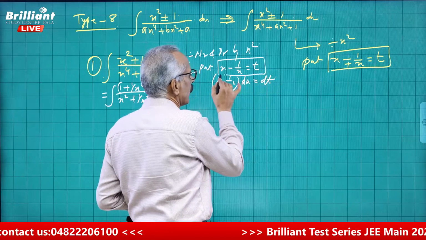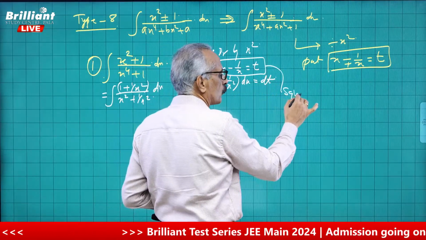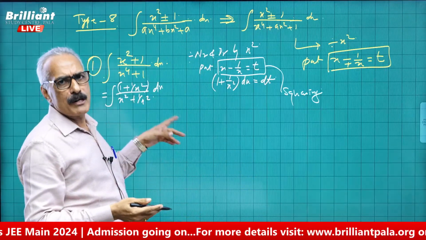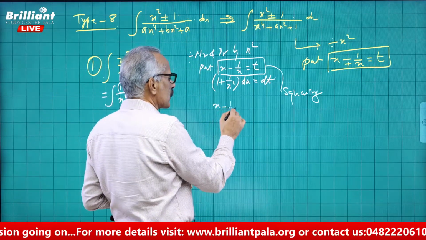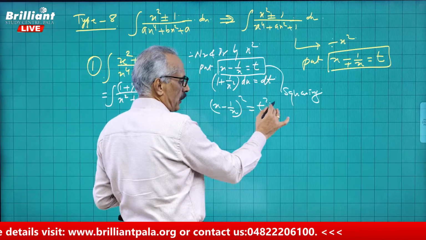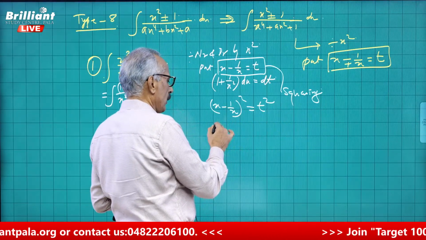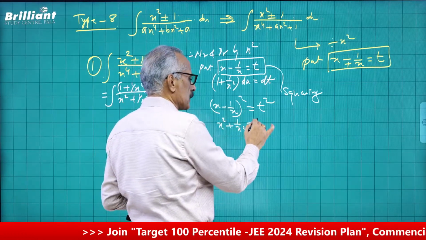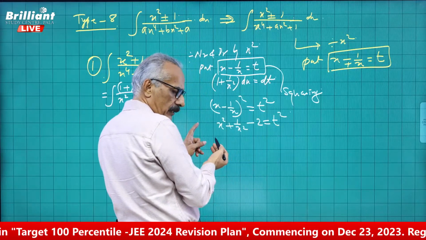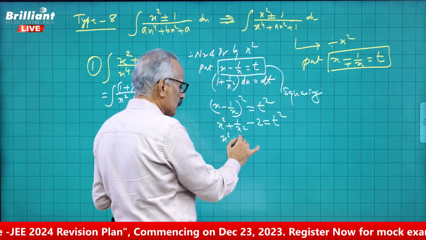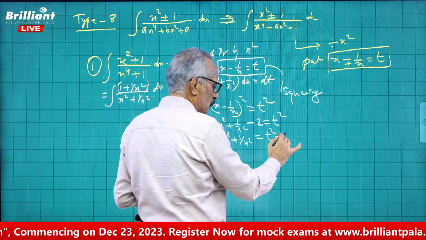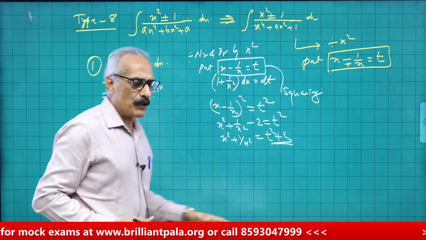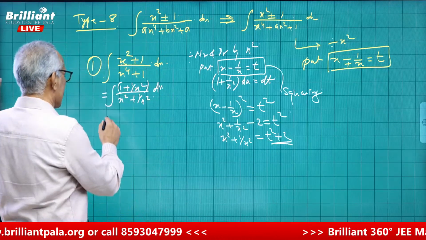So, this is the substitution. From the substitution, what do we do? Squaring. Why do we square? Because I want to have x square plus 1 by x square. Therefore, x minus 1 by x the whole square equals t square. What is this? a minus b the whole square: x square plus 1 by x square minus 2ab, 2 into x into 1 by x, minus 2 equals t square. Now, take the one which you need. You need x square plus 1 by x square equals t square plus 2. Fine. The numerator is now dt. Denominator is t square plus 2. It has been reduced to a simple question now.